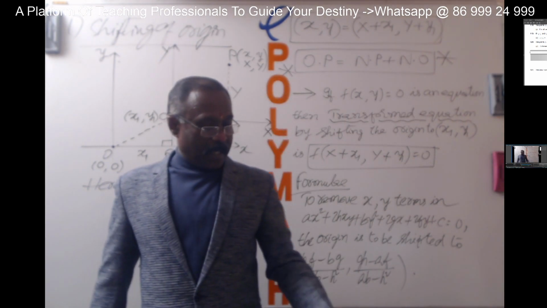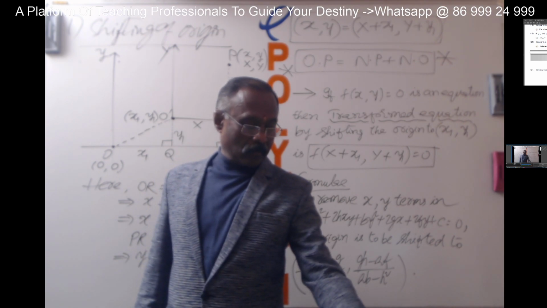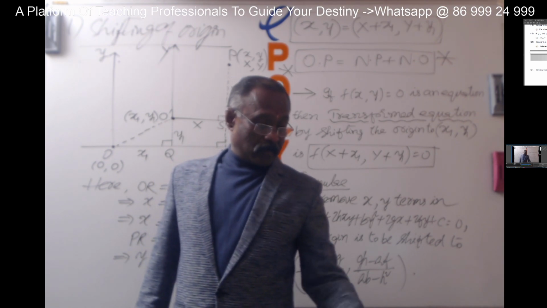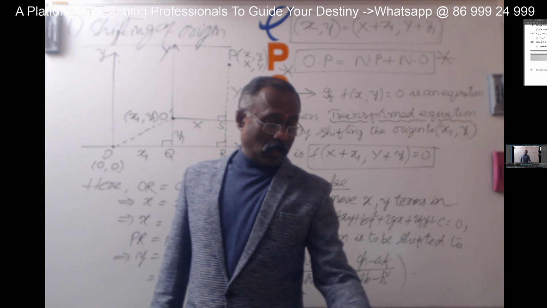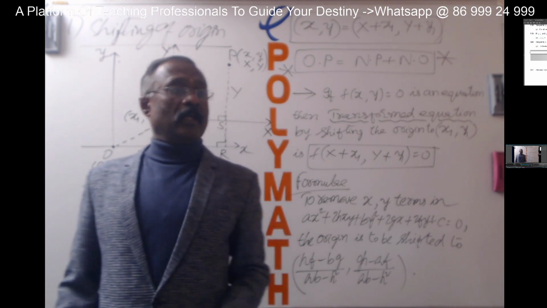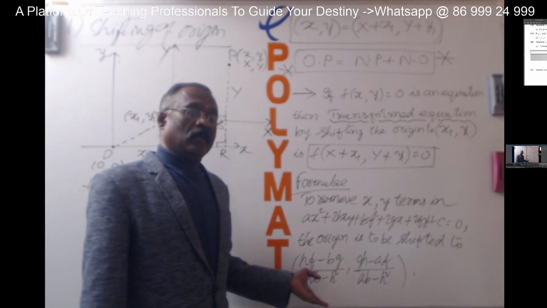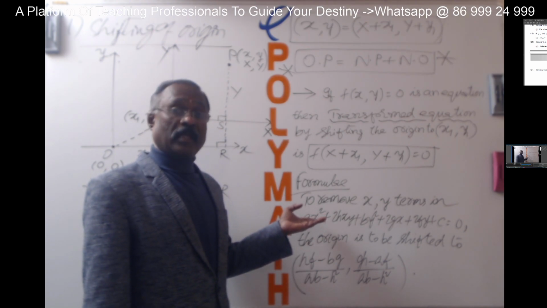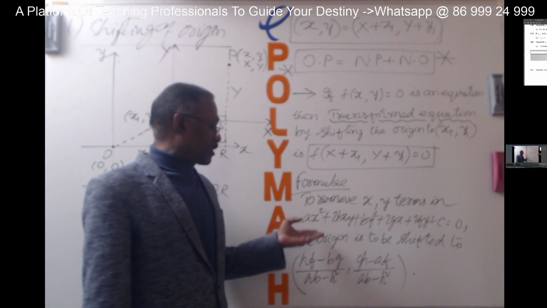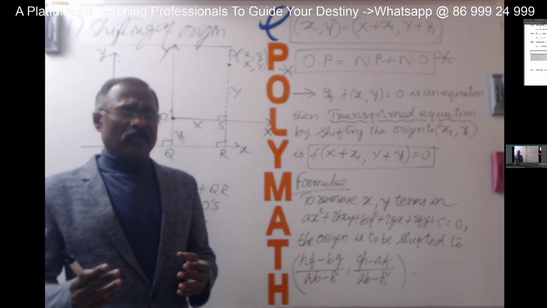Then you must be surprised, sir, how to remember such a bigger formula. Yes, this is a bigger formula only, but you will get the same in pair of straight lines also. If this represents a pair of straight lines, then the point of intersection of the pair of straight lines is also given by this one. So if you remember that formula, that will be very good.